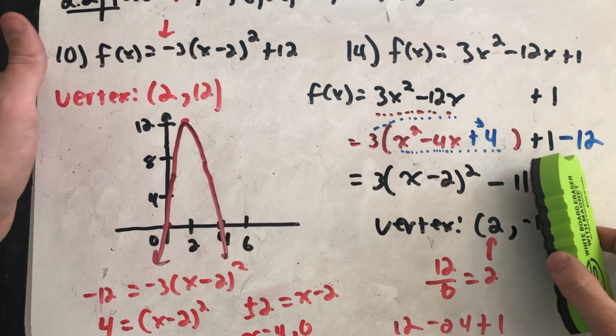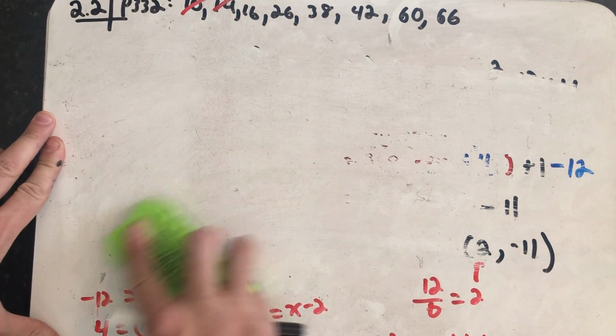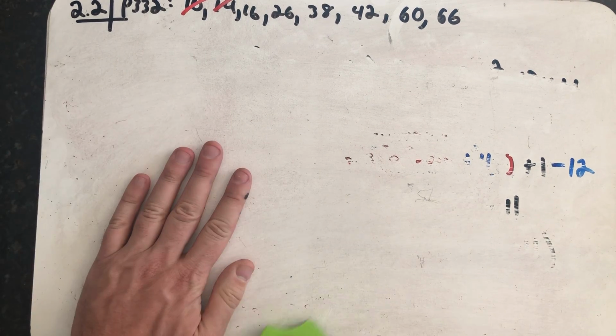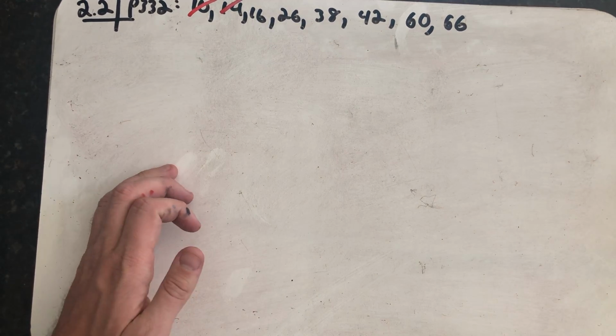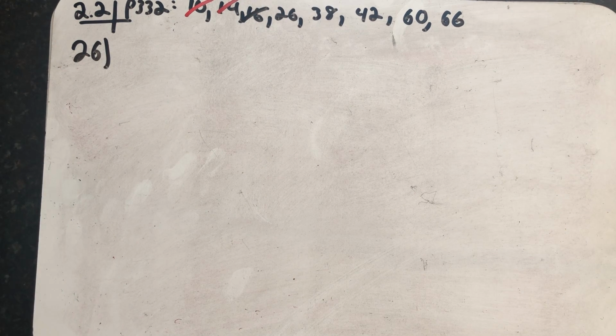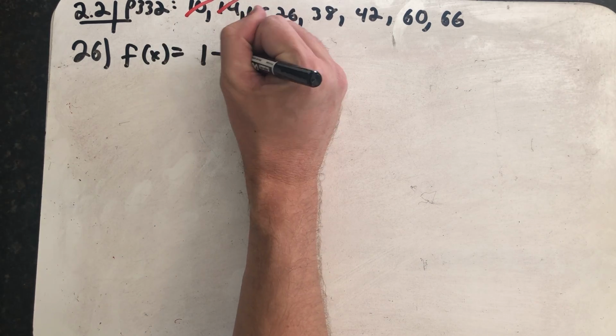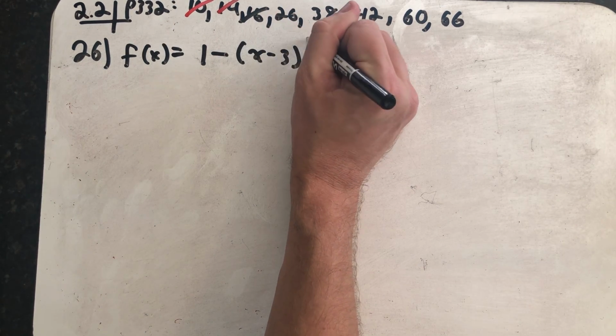The next one on my list is number 26. Alright, so we've done 16, and now it's off to number 26. The instructions this time: use the vertex and intercepts to sketch the graph of each quadratic function. Give the equation of the parabola's axis of symmetry, and then use the graph to determine the function's domain and range. And in number 26, we're given f of x equals 1 minus (x minus 3) all squared.